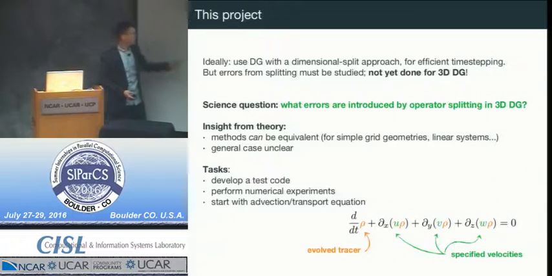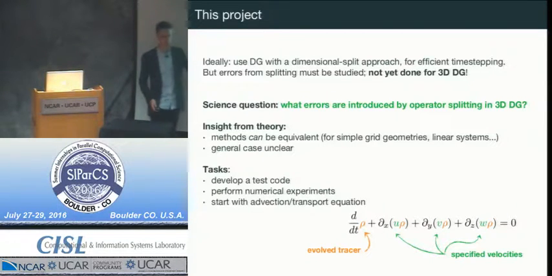So what we'd like to do is explore this question numerically. We're going to write a test code. We're going to do some experiments and see how the split and unsplit discontinuous Galerkin codes compare. We're going to start with a much simpler equation than the full fluid dynamics. We're going to use an advection equation.